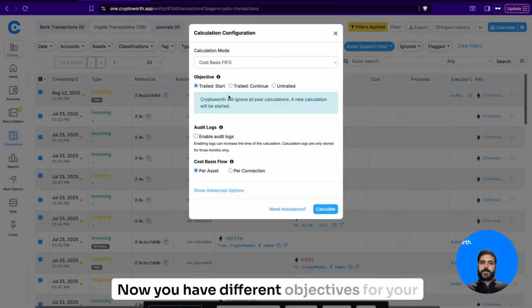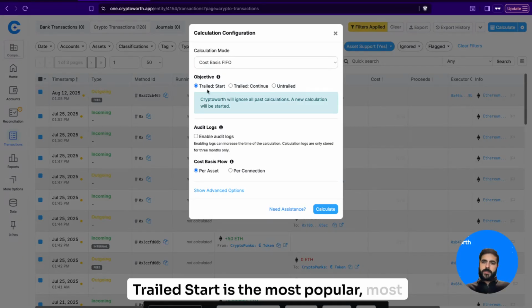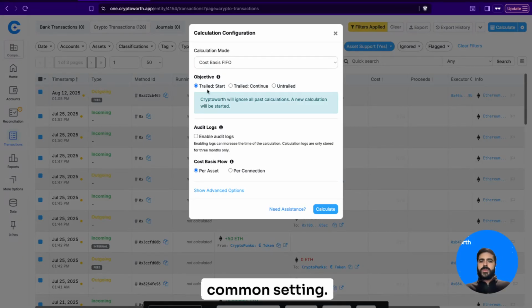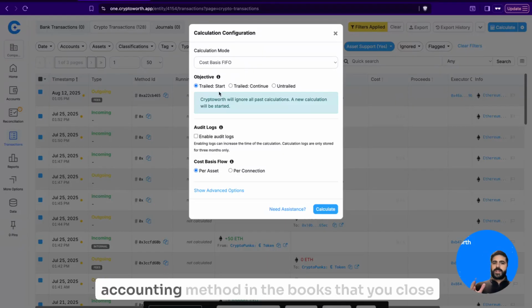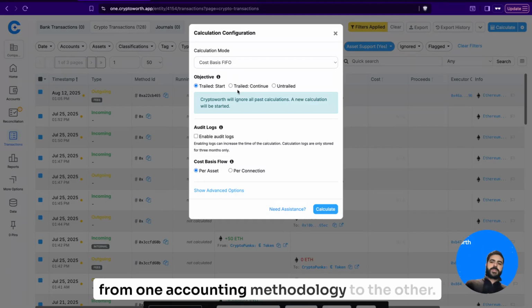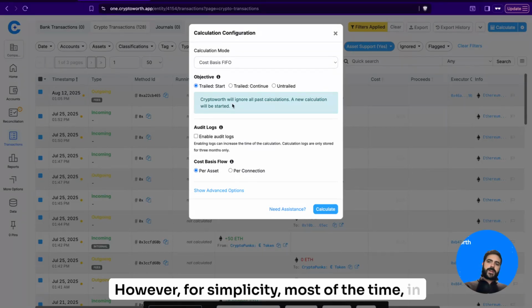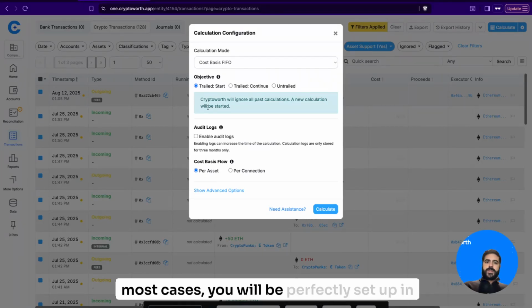Now you have different objectives for your calculation. Trailed start is the most popular, most common setting. If you were ever to switch from one accounting method in the books that you closed to another, this is where trailed continue comes into play to continue the cost basis flow from one accounting methodology to the other. And then untrailed is for testing purposes. However, for simplicity, in most cases, you will be perfectly set up in trailed start.